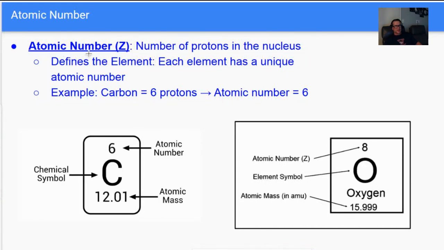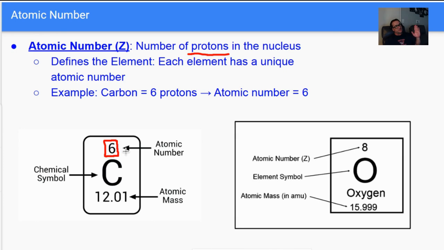Okay, atomic number. Remember, that is the number of protons in the nucleus of an atom. And that atomic number is what defines the element, because each element has a unique atomic number. They have a unique amount of protons. So here we have carbon. This is where you're going to start in the periodic table, you're going to see different numbers and different symbols. The C is for carbon. That's the symbol for carbon. 6 is its atomic number. That means it's got 6 protons.